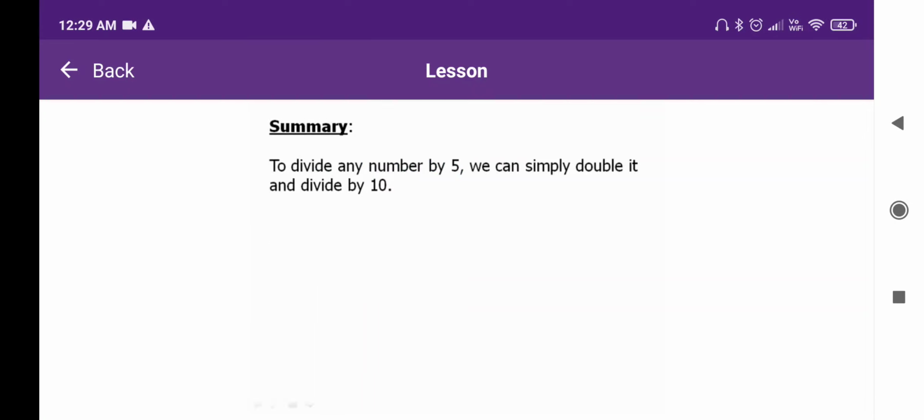To divide any number by 5, we can simply double it and divide it by 10. We don't even have to do the steps in that order. We can either divide by 10 first or double it. We just have to do those two simple steps in our head.